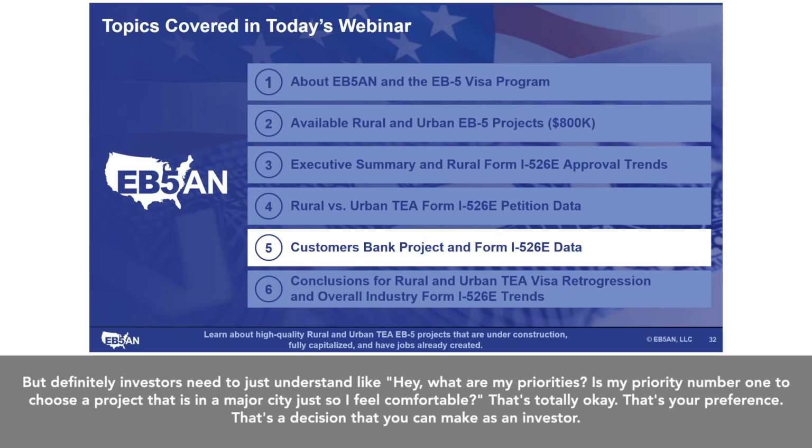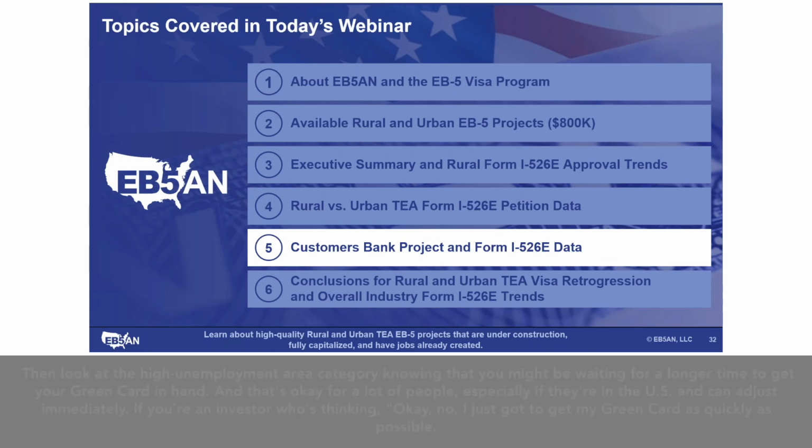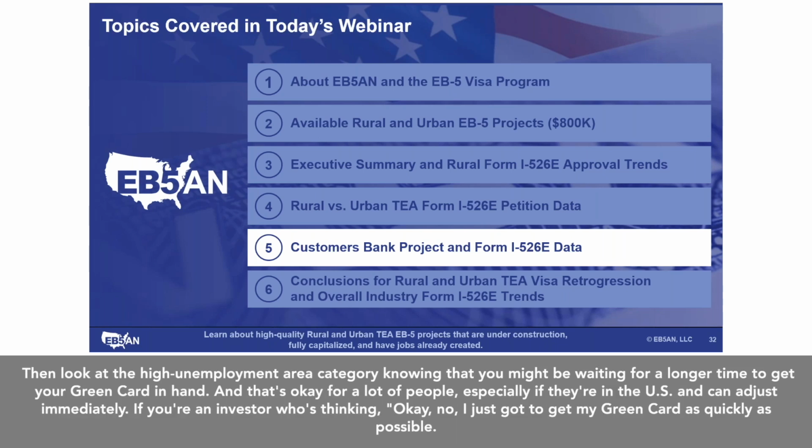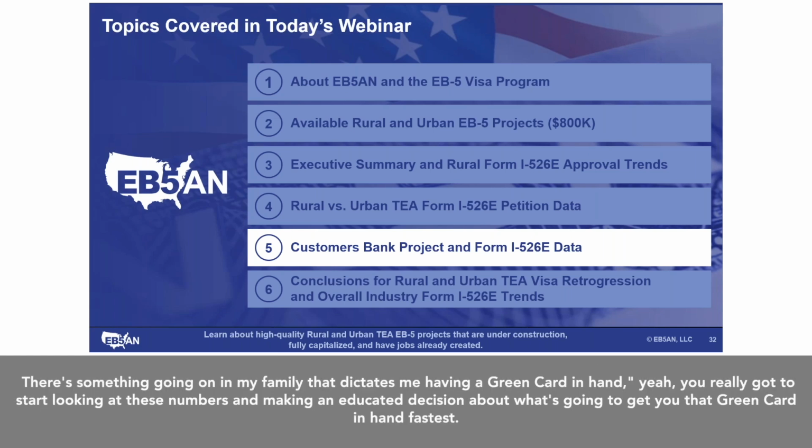But definitely investors need to understand, hey, what are my priorities? Is my priority number one to choose a project that is in a major city just so I feel comfortable? That's totally okay. That's your preference. That's a decision that you can make as an investor. Then look at the high unemployment area category, knowing that you might be waiting a longer time to get your green card in hand. And that's okay for a lot of people, especially if they're in the US and can adjust immediately. If you're an investor who's thinking, okay, no, I just got to get my green card as quickly as possible, there's something going on in my family that dictates me having a green card in hand, then you really got to start looking at these numbers and making an educated decision about what's going to get you that green card in hand fastest.